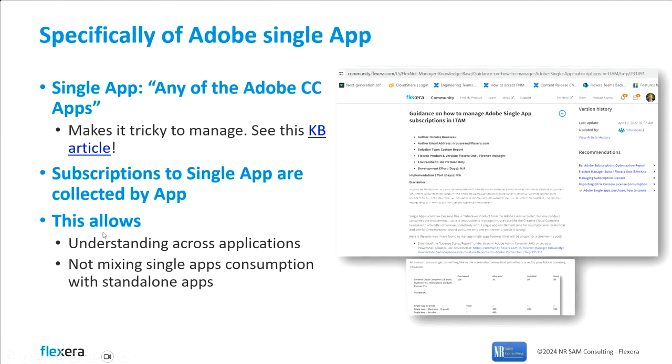And by reading the data, SaaS Manager, by splitting between single app Illustrator and standalone Illustrator, allows you to avoid mixing the position you get, because of course you should not mix together some Illustrator subscriptions for the standalone product with the Illustrator subscriptions that come from single app. Otherwise, your view on compliance will be completely messed up. So that's a specific item for Adobe.